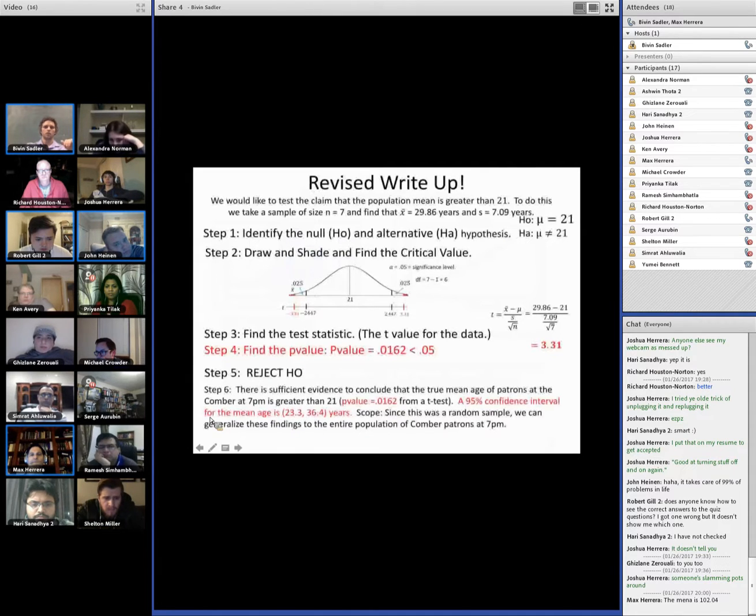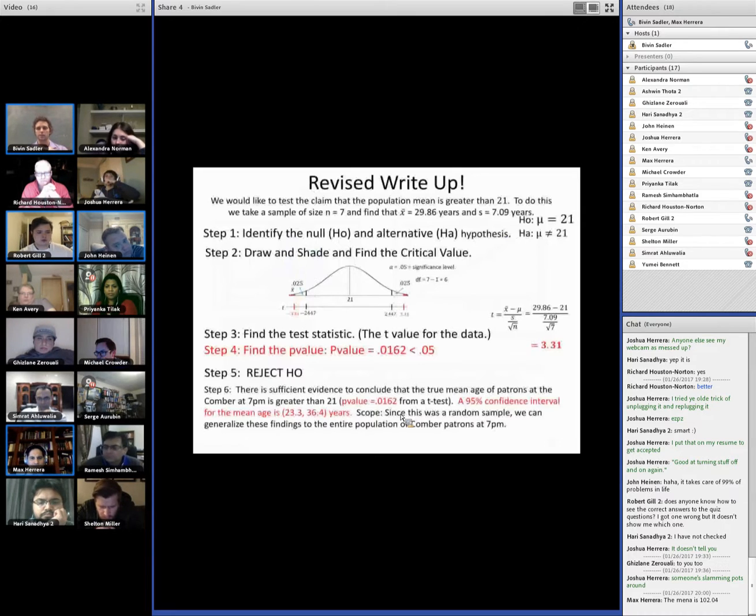So here is step 6. We've done the assumptions. Now we're ready to run the test. Here's our test, and here is our step 6 that we've been through before, and here's our scope of inference. It was a random sample, so we can make inference to the population.